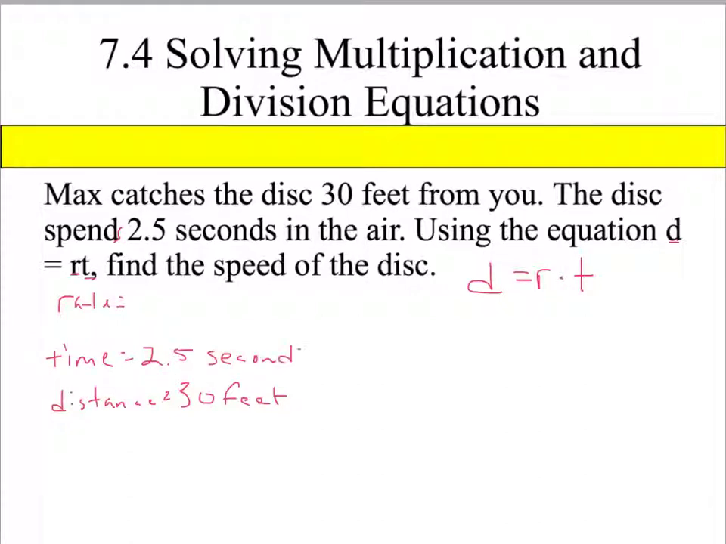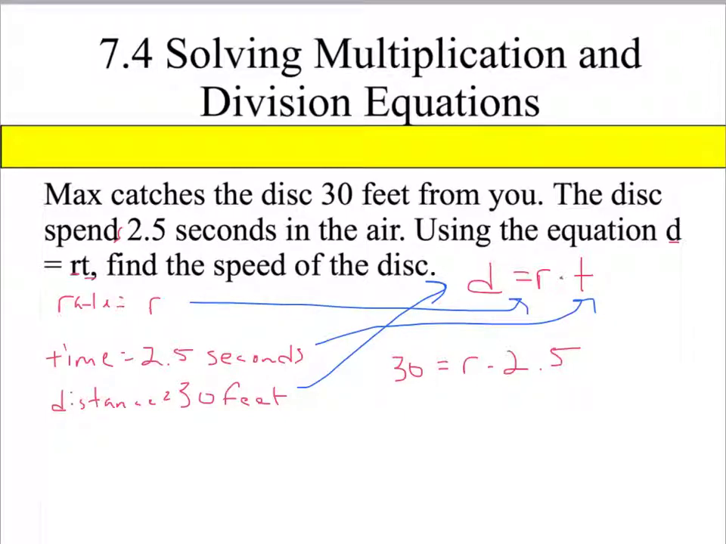Okay, so now, do we have a rate here? No. Because we do not know what our rate is, we're just going to plug in R. Now we plug in what we know into the equation. We know 30 is equal to R times 2.5. You get it? We plugged in our distance, our time, and our R into the equation that we already have. Okay, so from here 30 is equal to R times 2.5. Now, what operation is happening between the R and that 2.5?